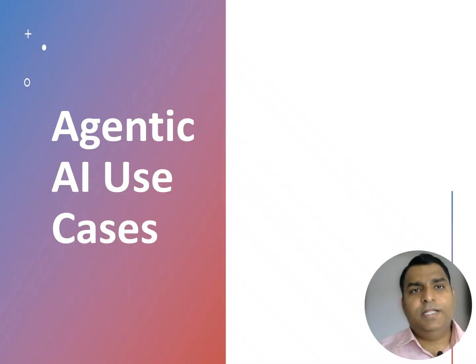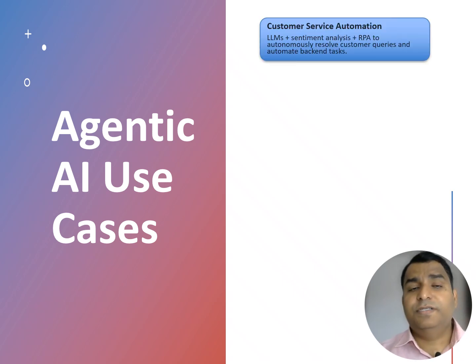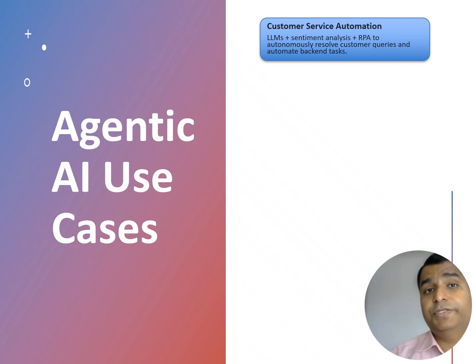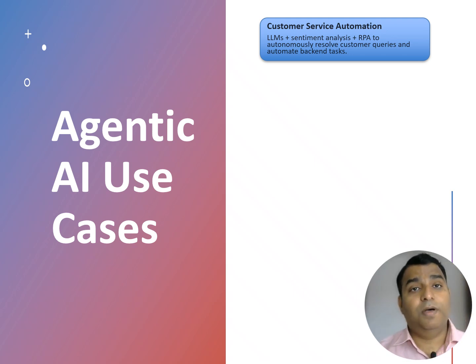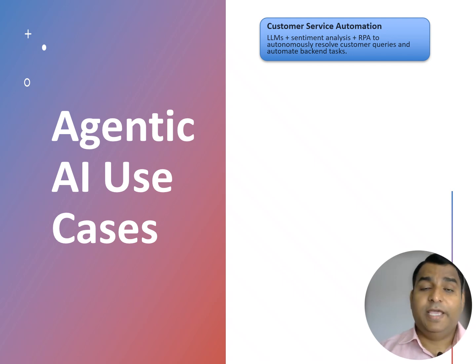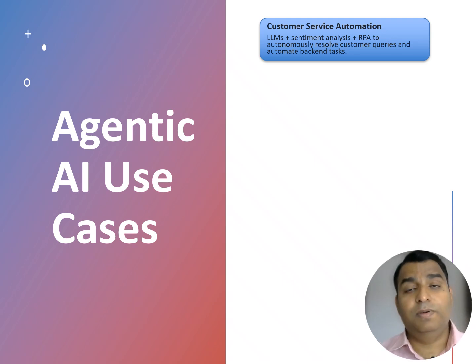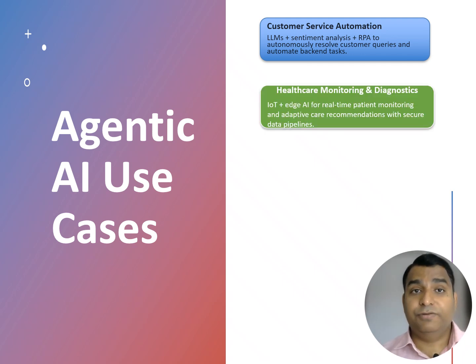Now we'll see some of the agentic AI use cases. First we'll see customer service automation, where we'll see how this uses large language models, sentiment analysis, and then robotic process automation to autonomously resolve customer queries and automate backend tasks. Then we'll see healthcare monitoring and diagnostics, where the AI uses the Internet of Things, IoT, and AI for real-time patient monitoring and care recommendations with secure data pipelines. It is again made secure from the regulation perspective as well.